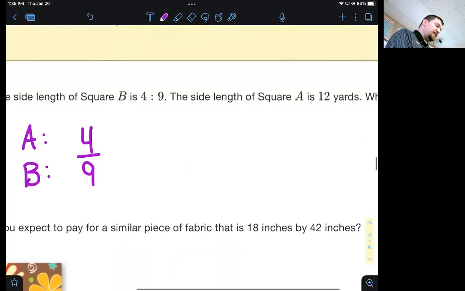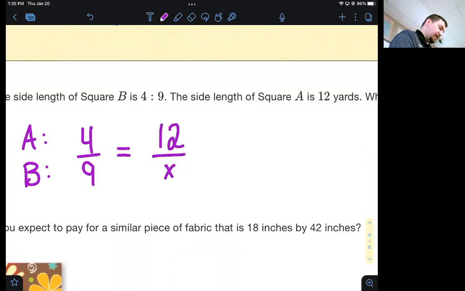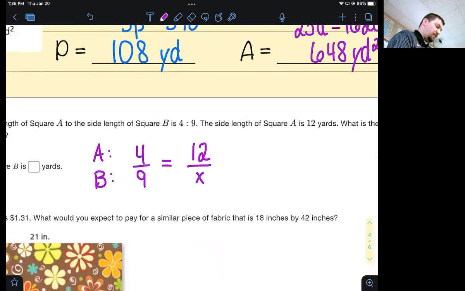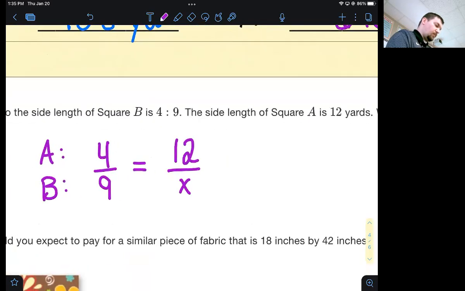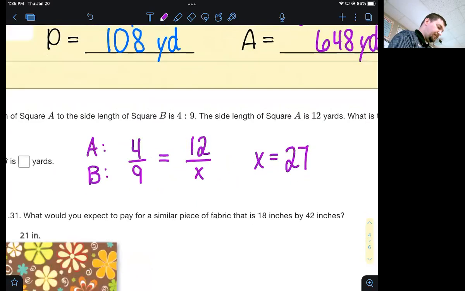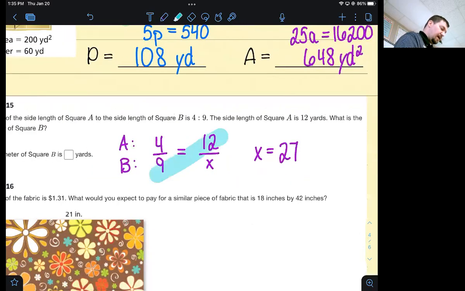Okay. It says the side length of square A is 12 yards. So if I put an X right there, that'll give me the side length of square B. So what is the side length of square B? If I cross multiply that, Xander? 27. Okay. You can cross multiply that. You could also say that since 4 times 3 gives you 12, that 9 times 3 would give you 27.